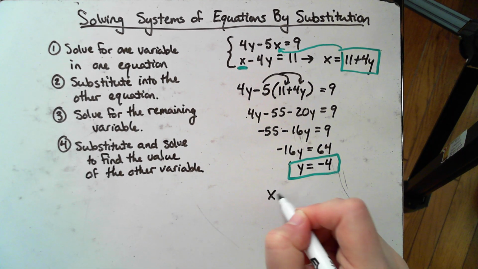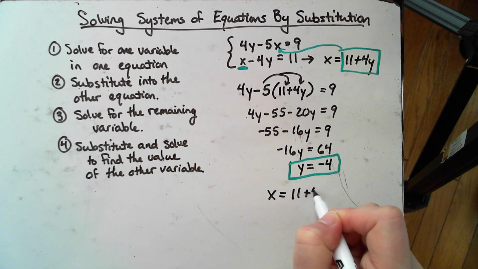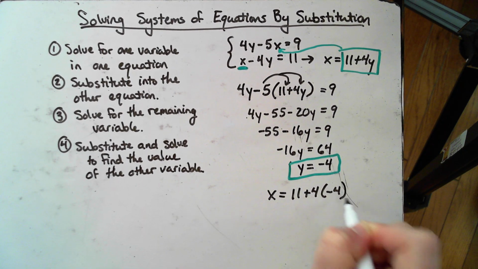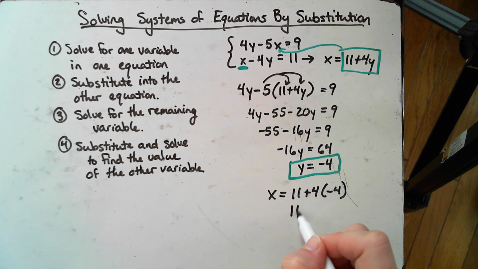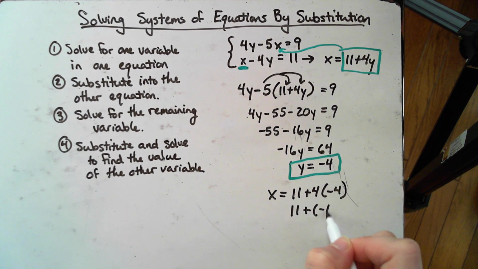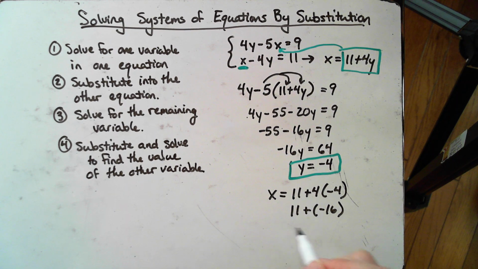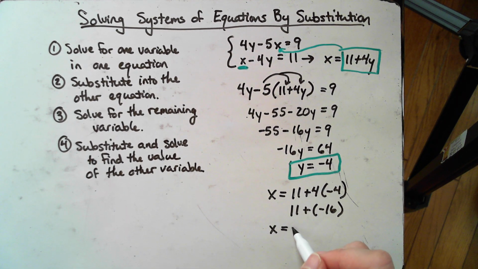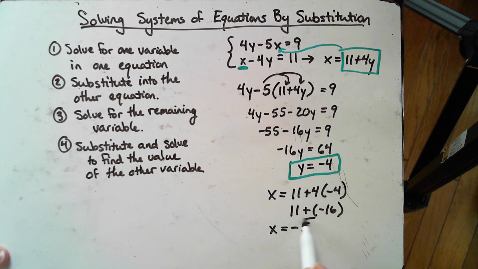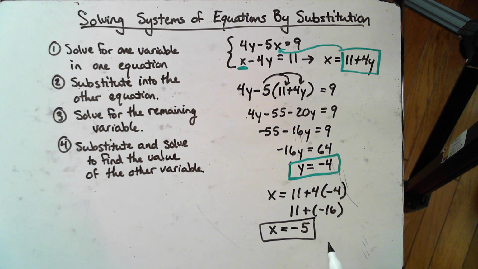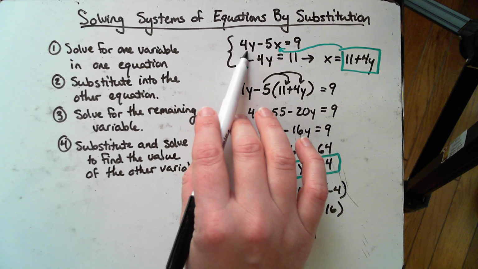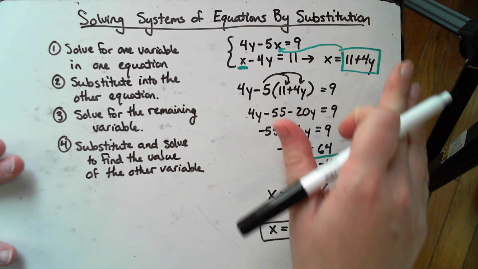So I have x equals 11 plus 4 times negative 4. And 4 times negative 4 is negative 16. And 11 plus negative 16 happens to be negative 5. So my answer here is x equals negative 5 and y equals negative 4. Now, if you wanted to check your answer, what you could do is take these values and put them back into the original equations and see if they actually work out.